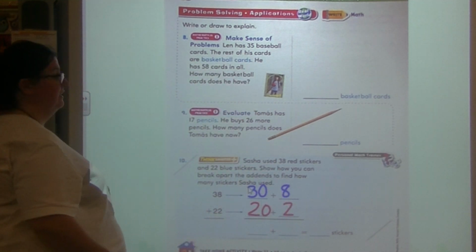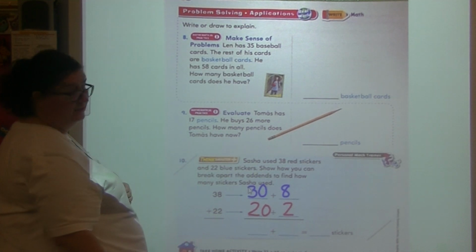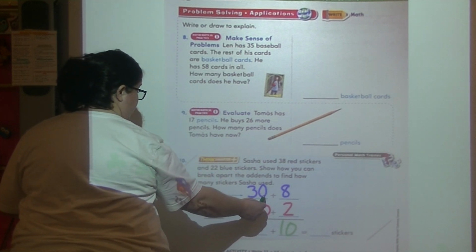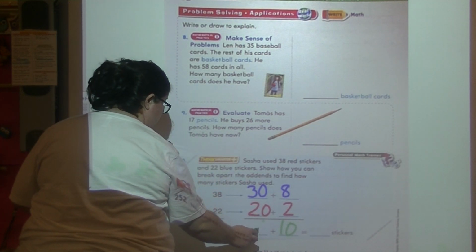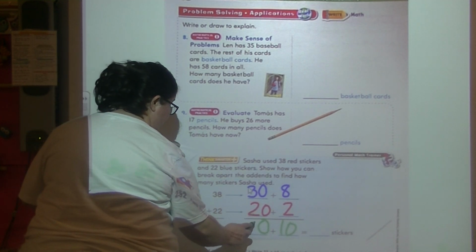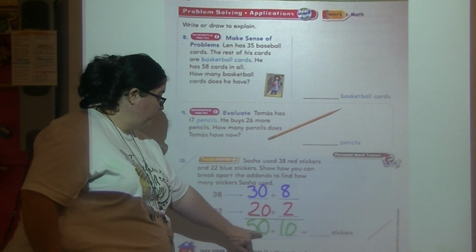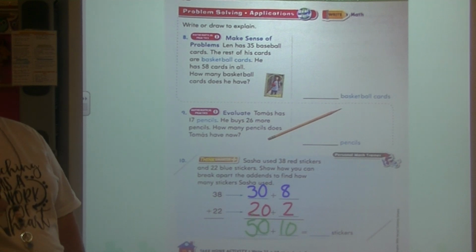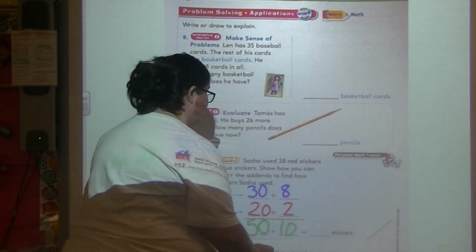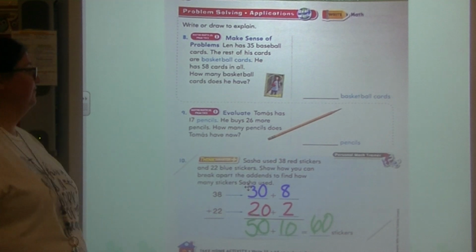Alright, then we add the 1s. 8 plus 2 makes 10. Then we have 0 plus 0 equals 0. 3 plus 2, 5. Now look at what we have. 50 plus 10. What's that going to give us, guys? 60. Alright, so that one we didn't have to have another spot. 60 stickers. We could figure it out.